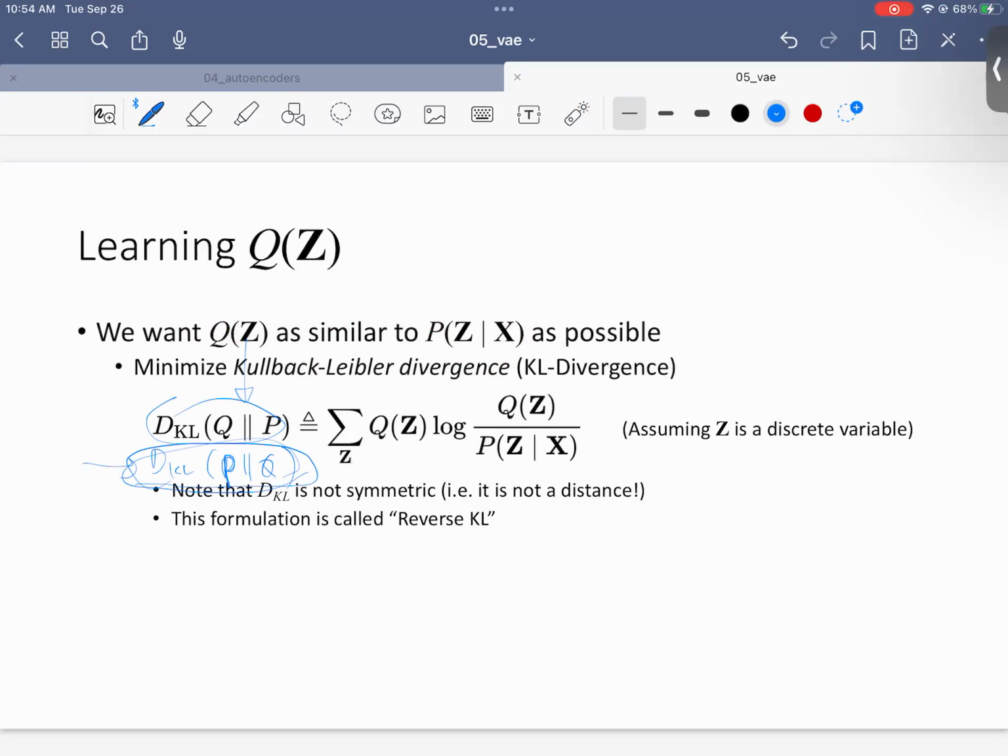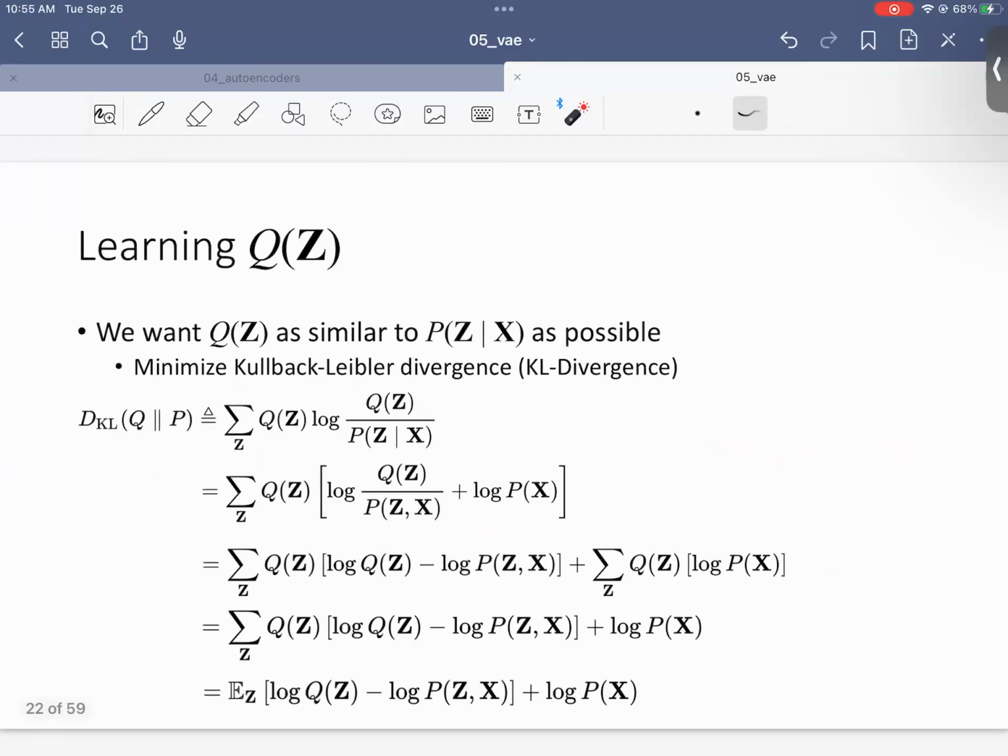If you look at this, with Q being here, then there's Q(Z) here. If P was here, then you would assume that P would be here instead, and Q being here. So they're definitely not symmetric, right? And we're assuming that Z is a discrete variable. If Z was a continuous variable, then it would look like this, with an integral sign. So far so good. We have some terms shuffled around, so it looks a bit complicated, but it's not complicated at all. We start with this.